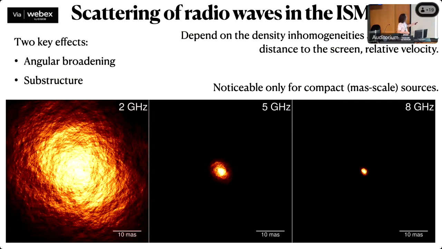This phenomenon brings two observable effects. One is the angular broadening, and another is so-called substructure. Here I try to visualize both of them. This is a simulation. The intrinsic source size, if there was no scattering, would be like a point source at these scales. But here there are images at 3 radio frequencies, and you see that first they are really bigger than a point.